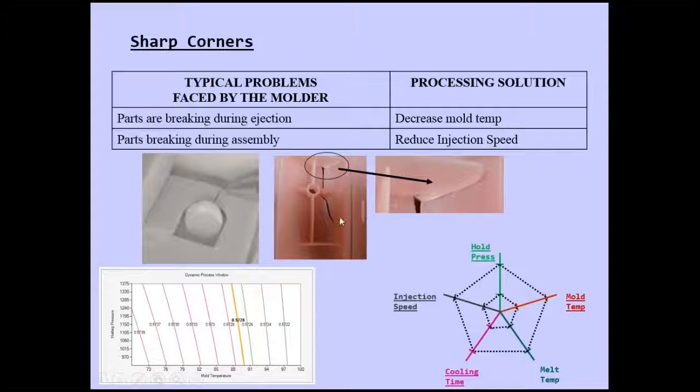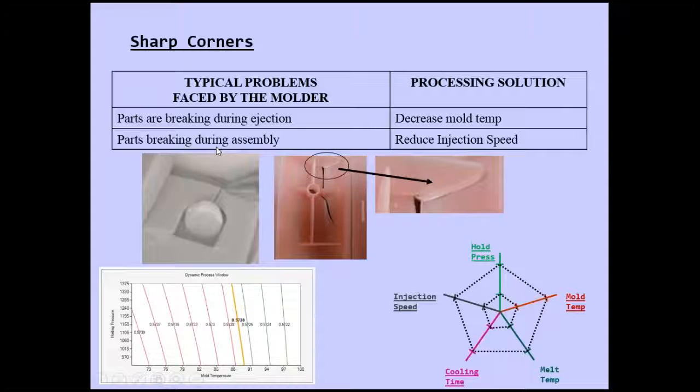So you can see here, right? It's not very clear, but there's a ballpoint pen here showing there's a break in this area. The sharp corners, it's breaking over here, right? So what does the molder do? He says, oh, let me go reduce the mold temperature, and maybe that will help me out. So now it'll freeze off on the right side, wrong side, something like that. He goes and changes it. One of the solutions that they do. Or they're breaking during assembly.